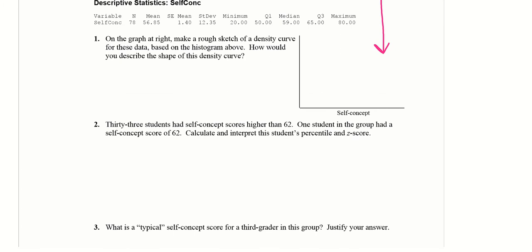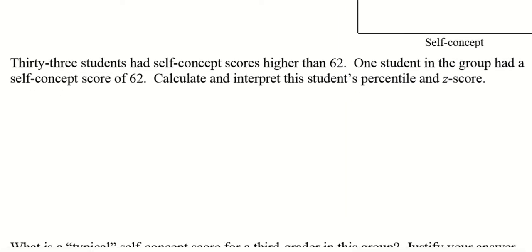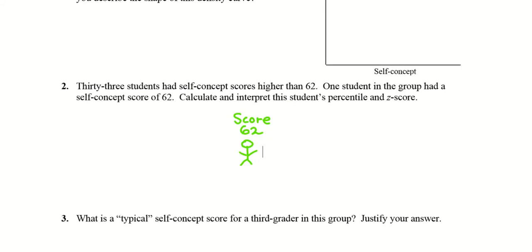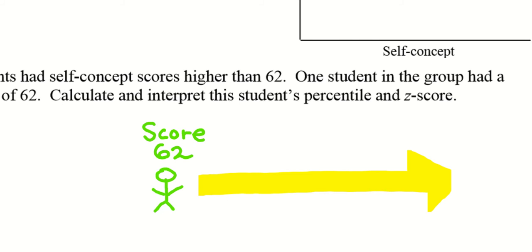Moving on, the next question asks us to analyze a student who has a score of 62. So for the sake of being artsy-fartsy, I'm going to draw this kid, and he has a score of 62, just to give you a visual. But we're also told that there are several students that have self-concept scores higher. In fact, there are 33 students that have higher scores than him. So there are 33 kids.